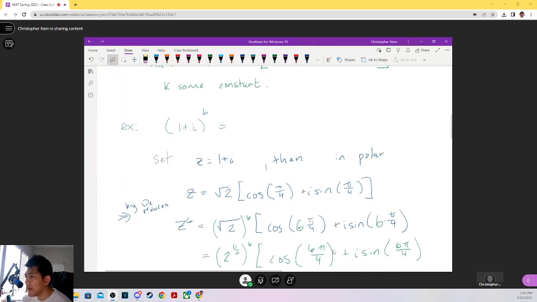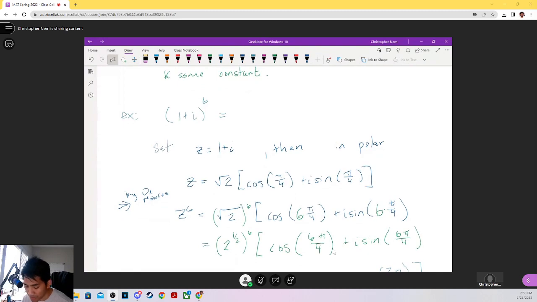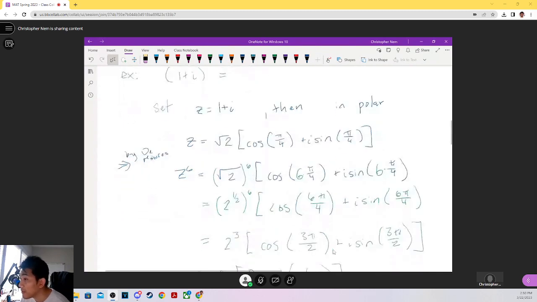Why do I do that? It's so I have a power to a power and I can multiply. If I multiply, I can see that easy exact value. And then I simplify 6 pi over 4 to 3 pi over 2. Boom. I have 2 raised to the 3rd power, because 1/2 times 6 is 3. So boom. 2 raised to the 3rd power is very easy to calculate.